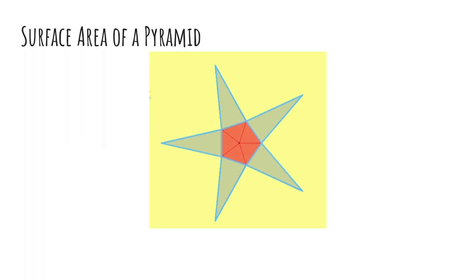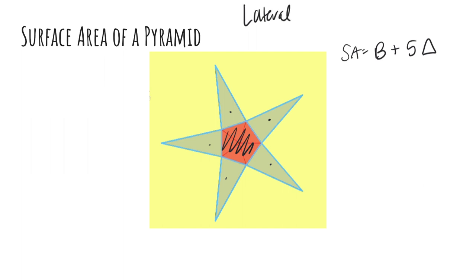When we look at it from this direction, we can clearly see that our surface area is the base of the pyramid, the base area, plus 1, 2, 3, 4, 5 triangle sides. Those are called the lateral area. The lateral faces make up the lateral area. And then we have, of course, the base area, that pentagon in the middle.